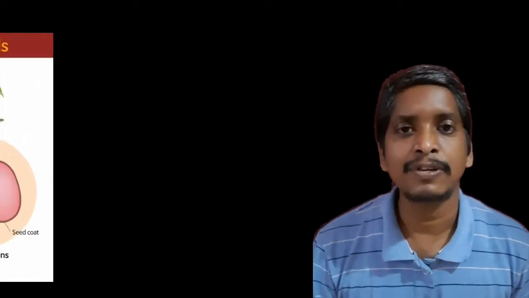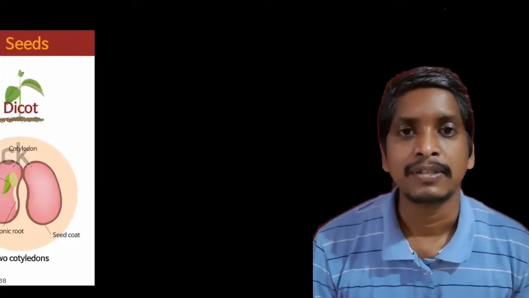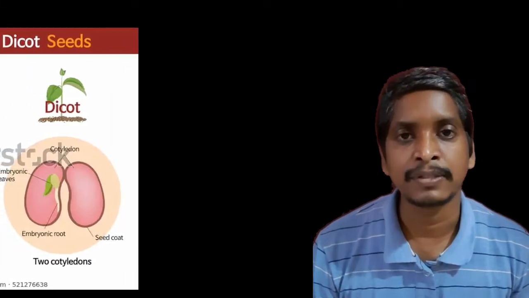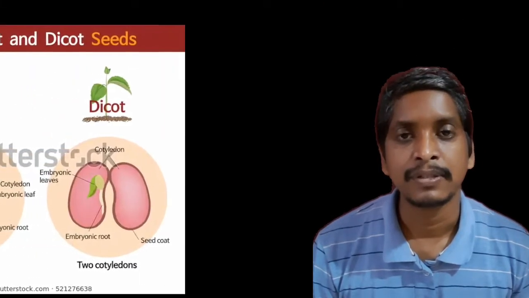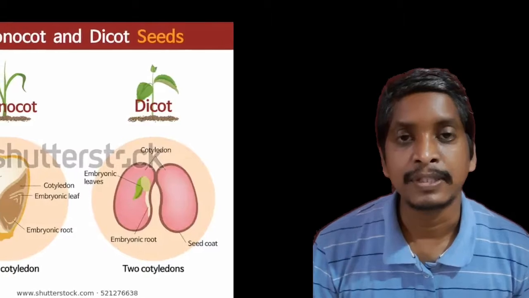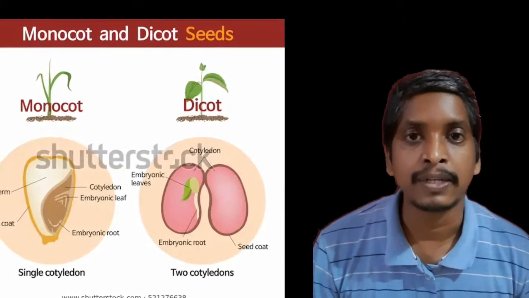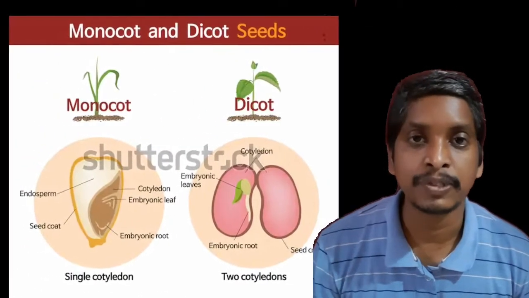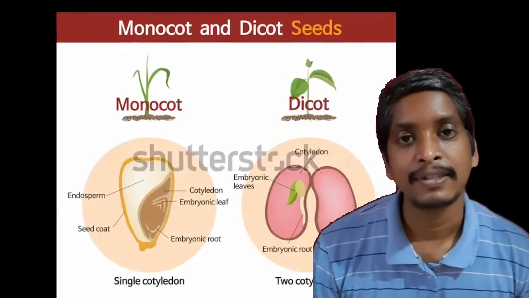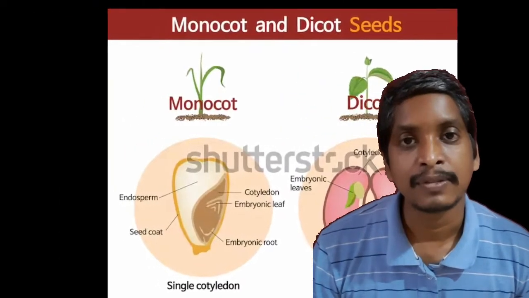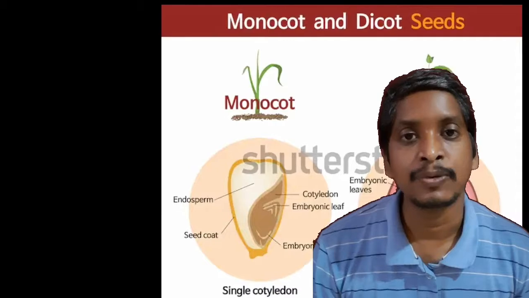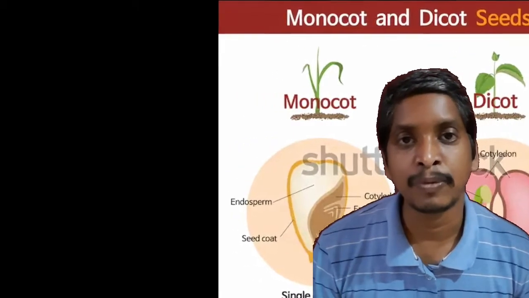What are dicotyledonous plants? Dicotyledonous plants are the plants in which the seed has two parts, two lobes, while the monocotyledonous plant seed has only one part. Seeds are made up of only one lobe.